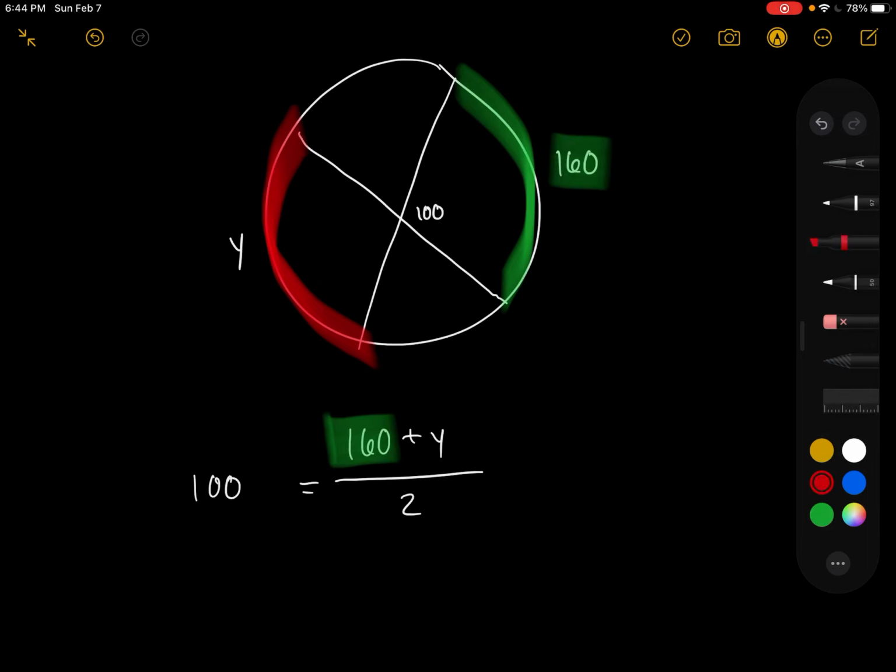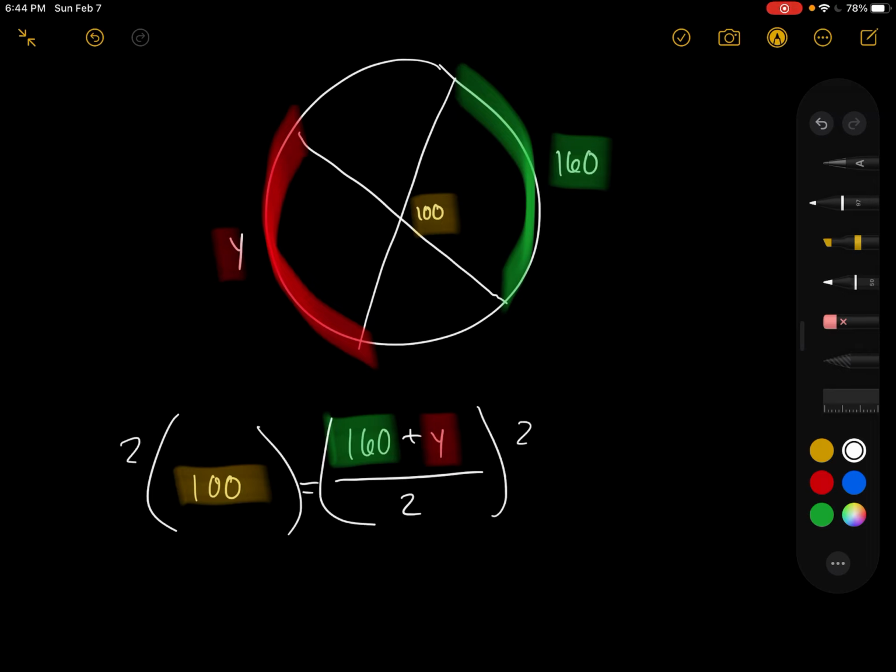So just to clearly highlight where each of these things came from, 160, 160, y and y, those are our arcs, and then we'll call this our angle measure, which comes from the center there. So we can still go through and solve for that missing y value just like we normally would. So take both sides here, multiply them by 2.